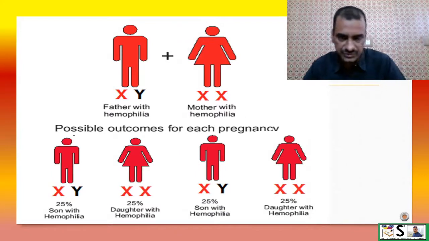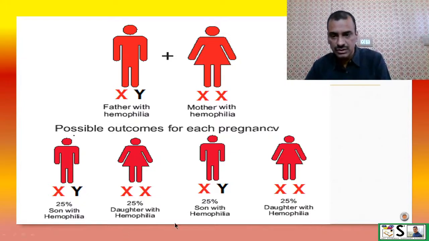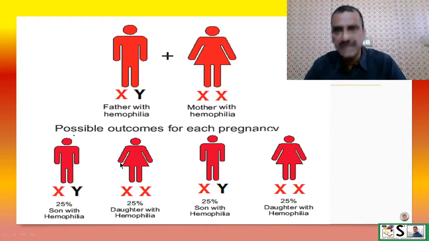In another scenario, when both parents are hemophilic, 100% of children will have hemophilia. Okay, so hemophilic parents need counseling based on these scenarios.